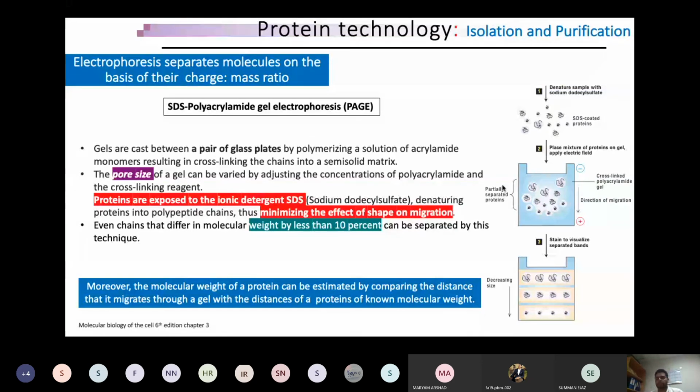So that means everything will be at the bottom. But if you have a smaller pore size, very small pore size, that means you can only separate small proteins. So larger proteins cannot be separated because all the larger proteins are up there.